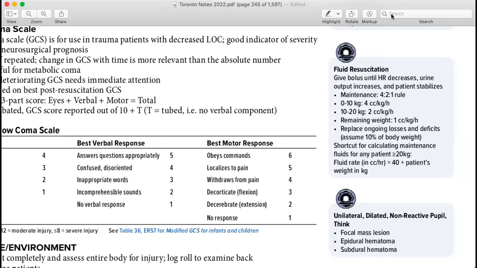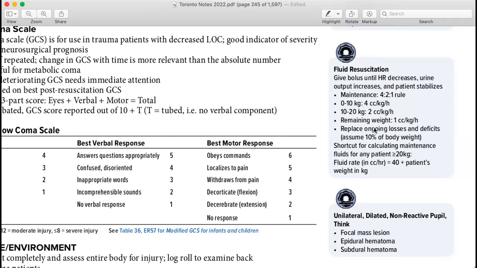What happens in maintenance is that you are going to give 4:2:1. For 0 to 10 kg, 4 cc per kg per hour; for 10 to 20 kg, 2 cc; for the remaining weight, 1 cc, replacing the ongoing fluids and deficits. Shortcut for calculating maintenance fluids for any patient more than 20 kg in weight: the fluid is basically 42 plus the patient's weight in kg.